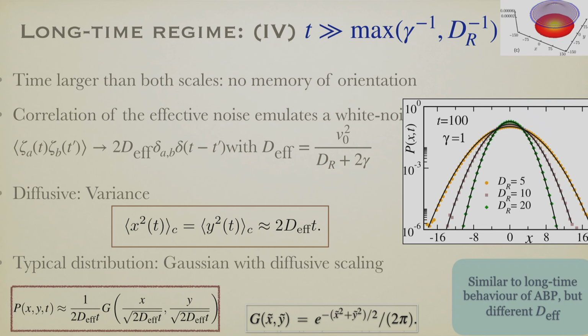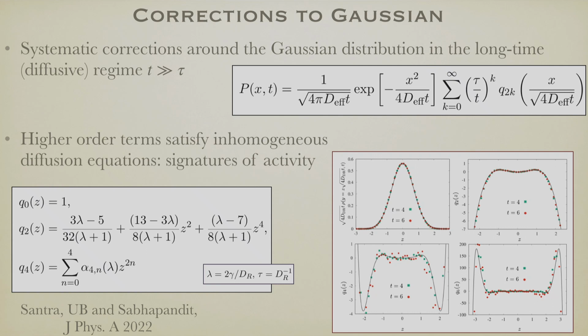However, one can ask the question: is there no signature of activity in this regime? The answer is yes. If we look systematically at the corrections around the Gaussian, that can also be done, and we see that at times which are still larger than both the time scales, at each order of tau by t, where tau is a characteristic time scale in this regime, we can write the distribution as a power series. Again, I will not go into the details, but these are the shapes of the corrections, which are very non-Gaussian. So to leading order, the fluctuations are Gaussian, but if we look at corrections around the Gaussian, we get very different shapes.